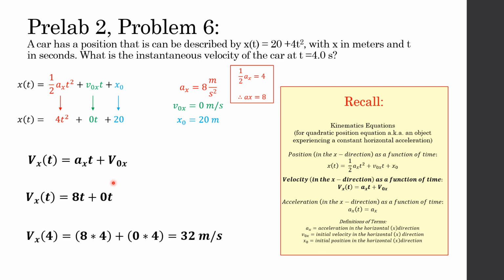All right, so after you have your vx of t equation, then you want to find your instantaneous velocity, and you want to know for 4 seconds. So we're going to plug 4 seconds into our vx of t equation. So that's 8 times 4, because that's where our t is, plus 0 times t, right? 0 times anything is 0. So essentially all we have here is 8 times 4, which comes out to 32 meters per second. And that is our final answer.